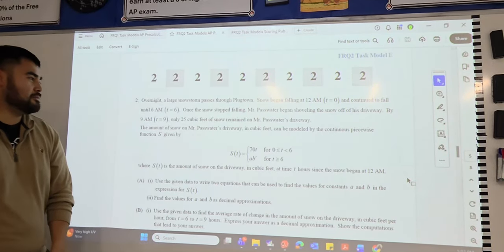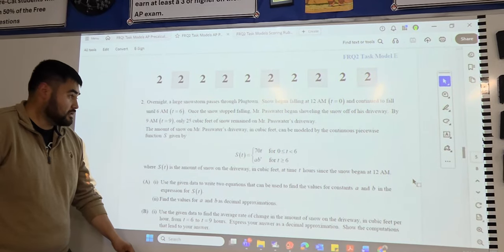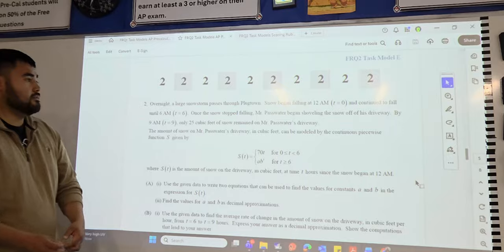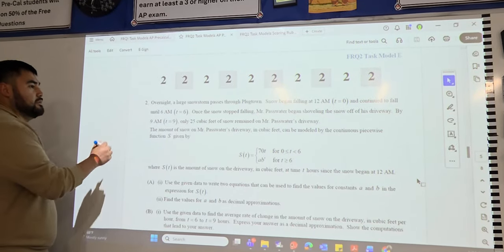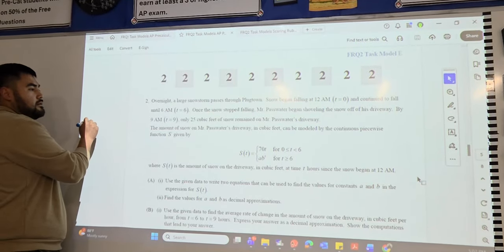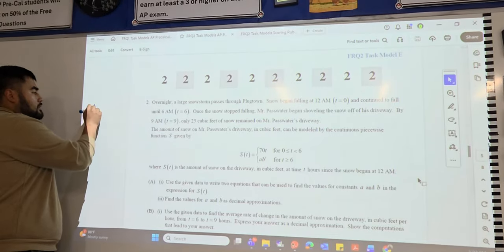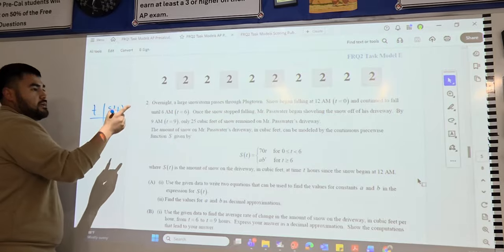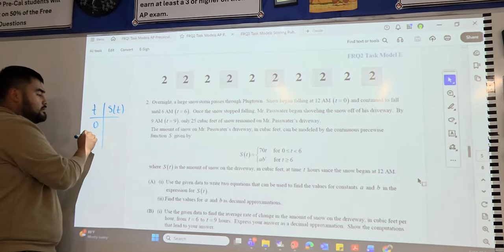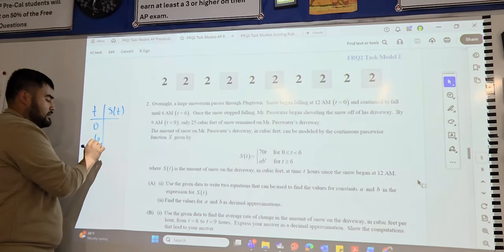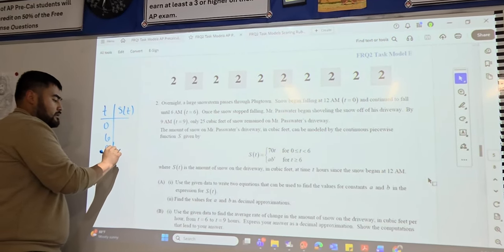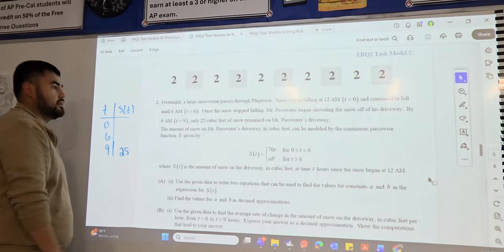So you always want to start off by getting your points, right? So what are my points here? For starters, I'm gonna have t, and then my y is gonna be s of t. So my inputs are t equals 0, 6, and also 9. For 9, they already gave us our output, which is 25.